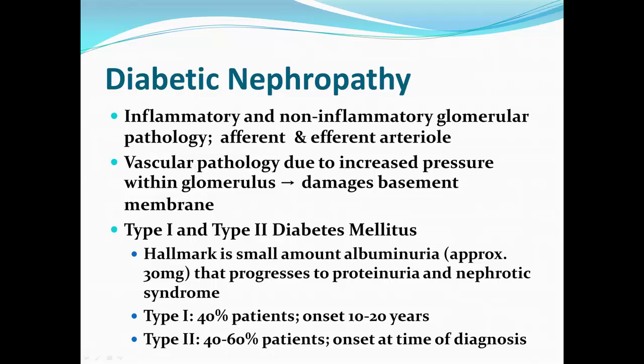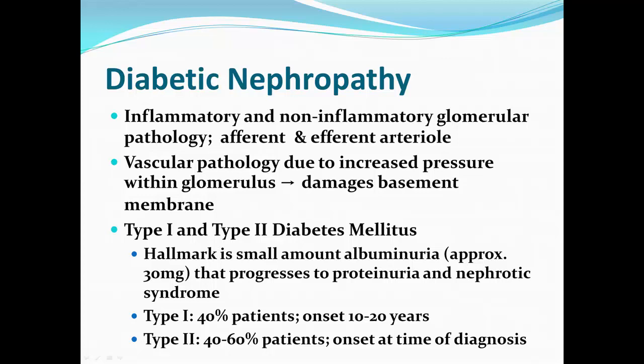We know that one of the most important things that we think about with diabetic nephropathy is the afferent and efferent arteriole. With the vascular pathology, there is an increased amount of pressure within that glomerulus. As a result of the increased pressure, because the afferent is constricting and the efferent is constricting, it damages the basement membrane of that glomerulus. Therefore, what would be the hallmark symptom or the manifestation of diabetes-related nephropathy? Yes, protein, albumin in the urine.